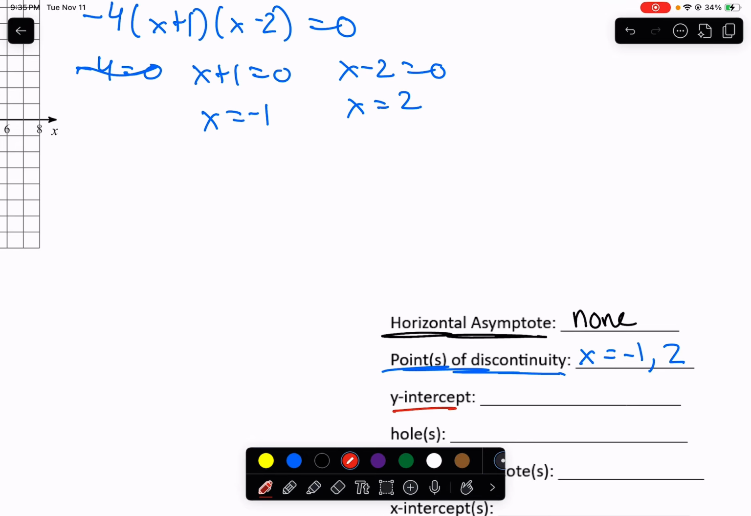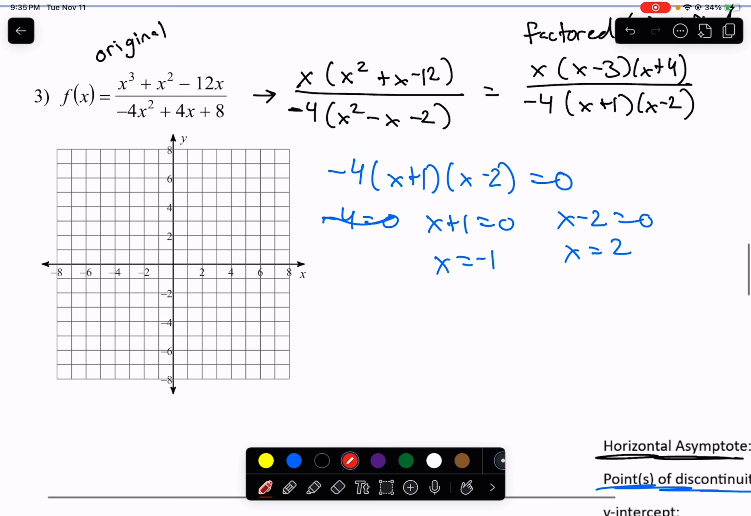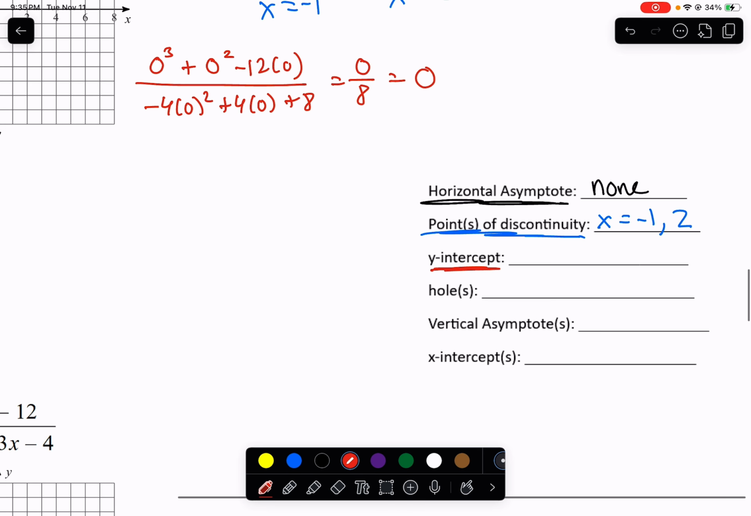To get my y-intercept, I have to plug 0 into my original version there. So I get 0 cubed plus 0 squared minus 12 times 0 all over negative 4 times 0 squared plus 4 times 0 plus 8. I end up with 0 divided by 8, which gives me 0. So I have a y-intercept at 0, 0. Remember, it's totally fine if the 0 is in the numerator.